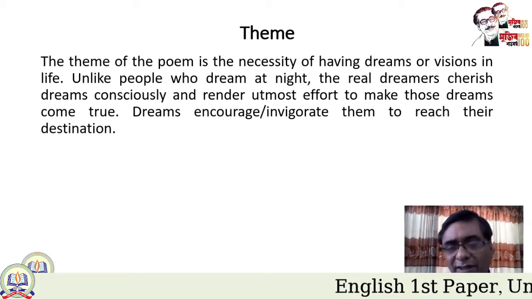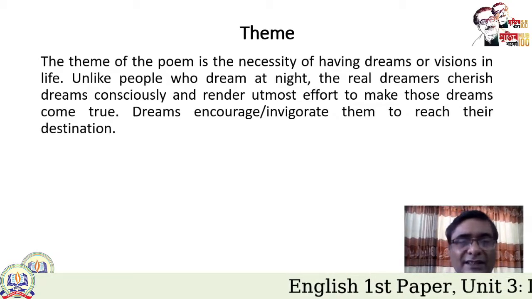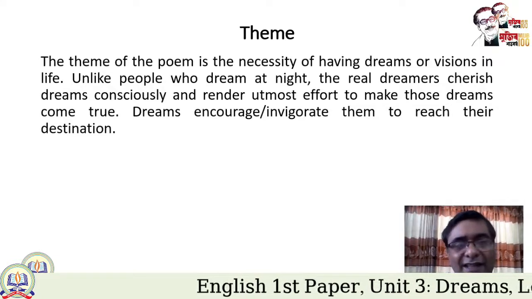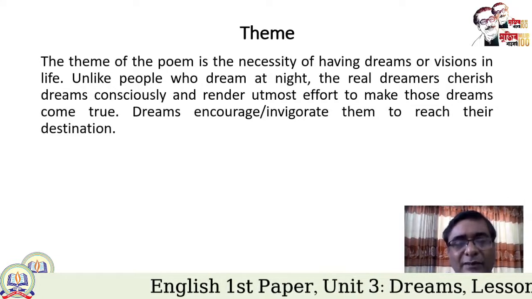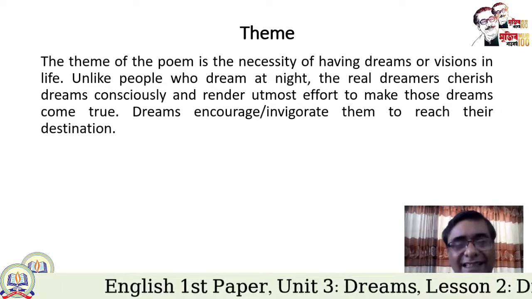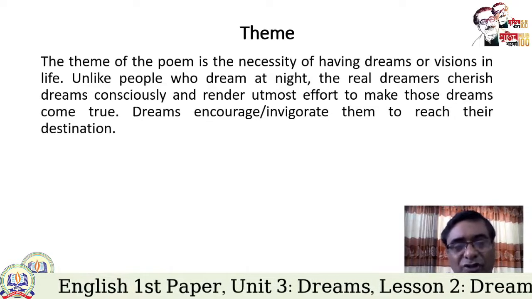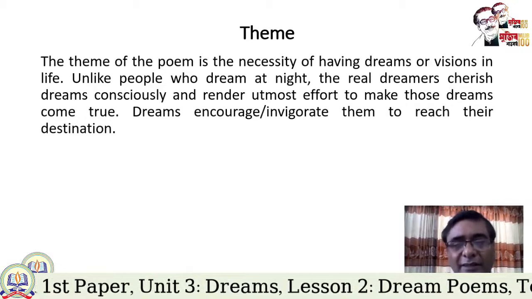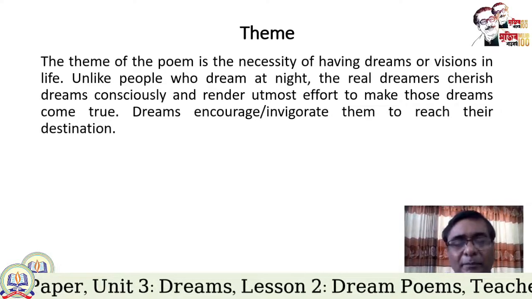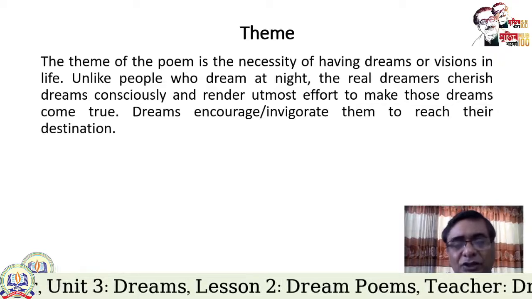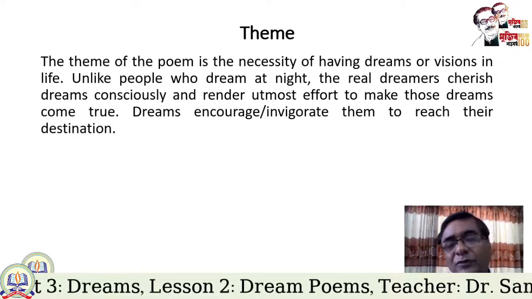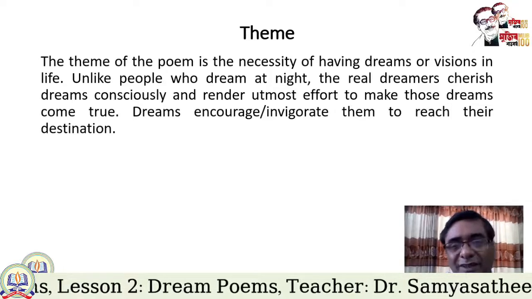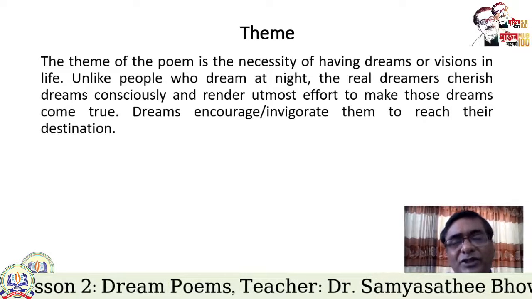And remember one thing, summary is just telling the poem in brief, just highlighting the ideas, supporting ideas, and incidents and episodes, whatever you find in the poem, in brief. And theme is focusing on the main idea, the main issue of the poem. What does the poem deal with? That is theme. So the poem deals with the necessity of having dreams or visions in life.